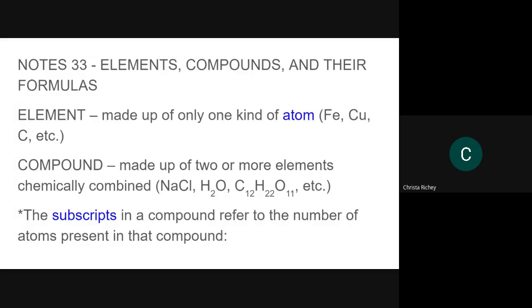So once again, the subscript is a little number, a little down number, not the one in the front, those are coefficients. And that number tells you how many of the element there is immediately before the number. Now, when there's parentheses, the number outside affects everything inside the parentheses. And we'll go back over that in case you forgot.